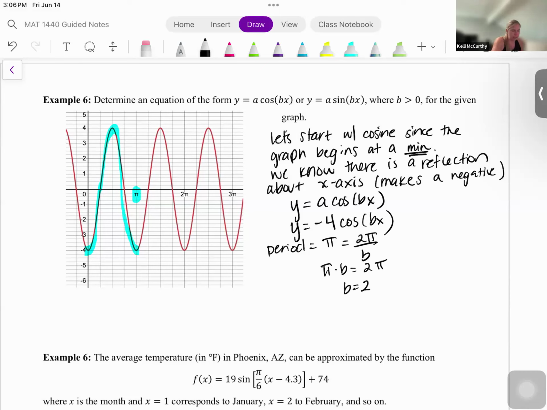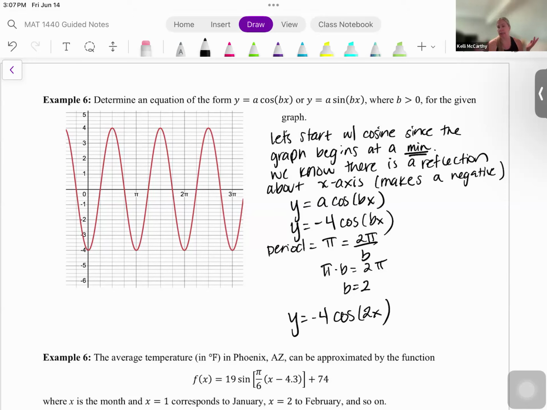Now we could also look at this in terms of the graph. B represents the frequency. So how many periods do we see in 2 pi? Let me trace this. Here's 1 period. Here's 2 periods in 2 pi units. So that gives us that frequency of 2 as well. So then our equation is y equals -4 cosine of 2x.